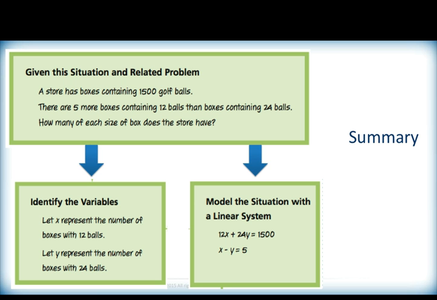Now, in summary, you can be given a situation and any related problem, and there are always steps to follow. Once you get your problem, you're going to identify the variables. As can be seen in this problem, let x represent the number of boxes with 12 balls, and let y represent the number of boxes with 24 balls. So the first step is to identify the variables for your unknown quantities in order to model the situation using the linear system. The last step is to model the situation with a linear system. You can use all different types of variables. You don't have to be stuck with just x and y or a and c. The variables always correspond to the question being discussed.